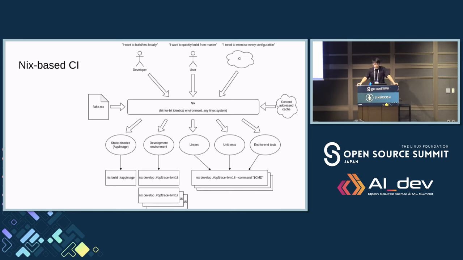So at the core of our CI is Nix. Nix is a lot of things. It's a language, it's an operating system, it's a package manager. But for this talk, let's just call it a package manager. Our entire CI config is housed in a single file, flake.nix. It's checked into the repo. From there, we do absolutely everything. And the really cool thing is it's a bit-for-bit identical build on any Linux system. We've seen that promise play out pretty well in practice.